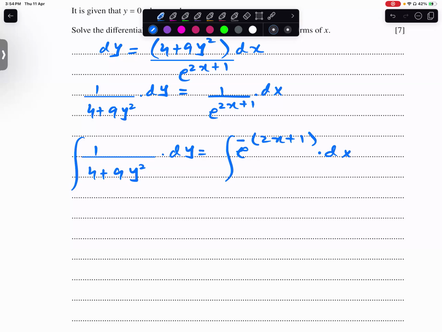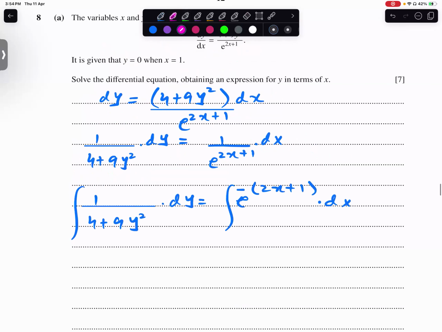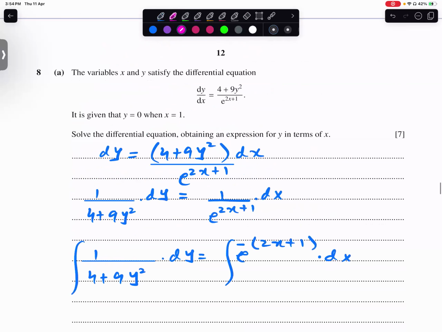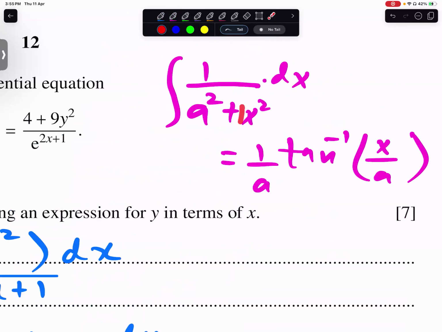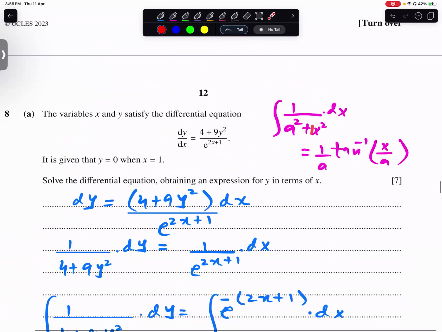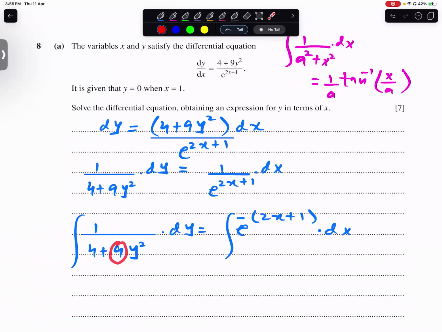To integrate the left side, please take 9 common. Never ever apply the formula straight away. I know you are thinking about the formula 1 over a square plus x square dx, and that is 1 over a tangent inverse of x over a. But make sure, student, that with x square in the formula, you will see 1. In the current form, you will have 9. So take that 9 common to make it 1. In that condition, you can use the above formula.